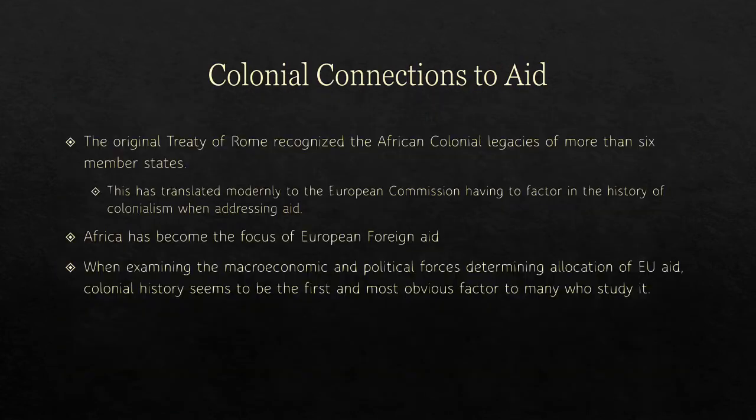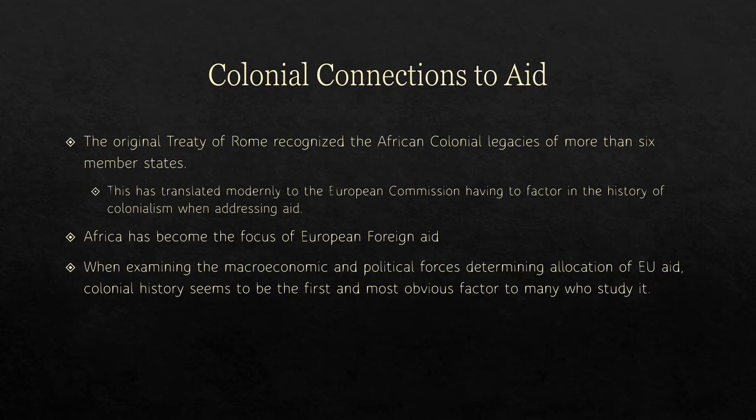So, what are the colonial connections to European aid? The original Treaty of Rome recognized the African colonial legacies of more than 6 of its member states, which means that the European Commission has to factor in the history of colonialism when addressing aid. So modernly, that's something that they talk about and discuss because it's built into the way the European Commission functions.